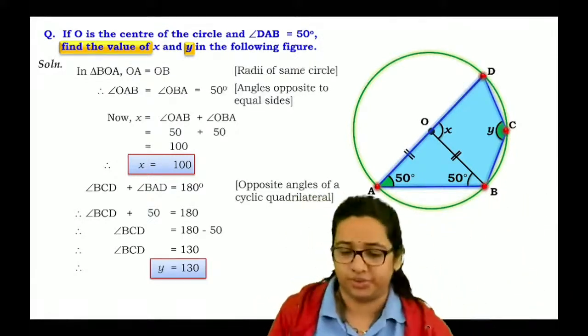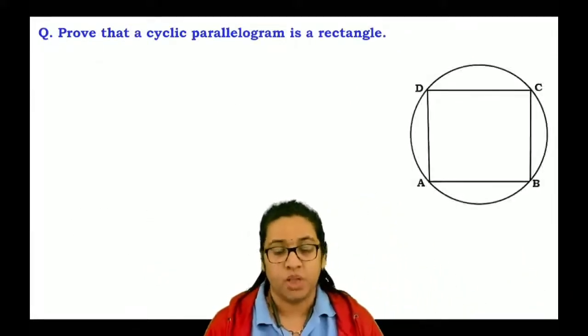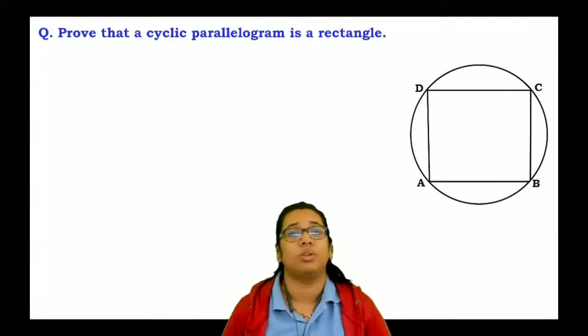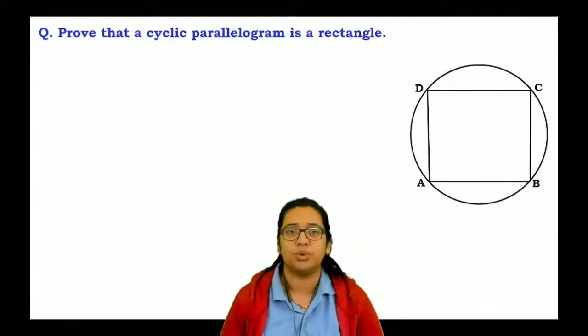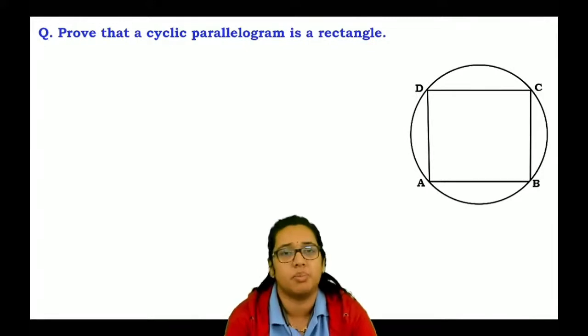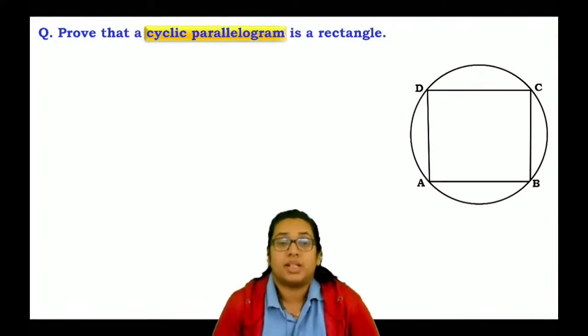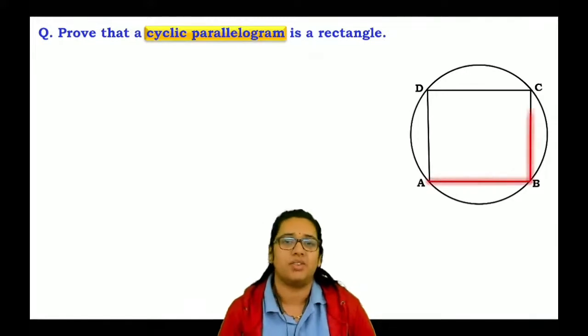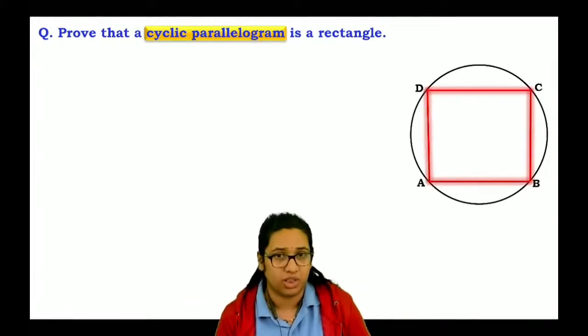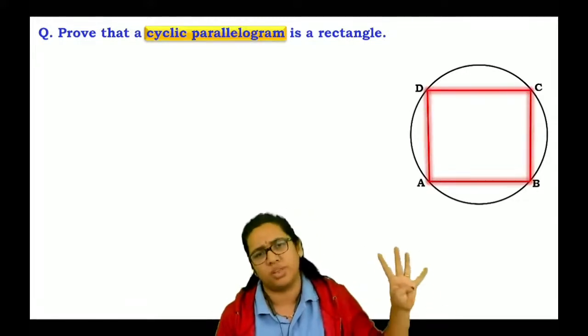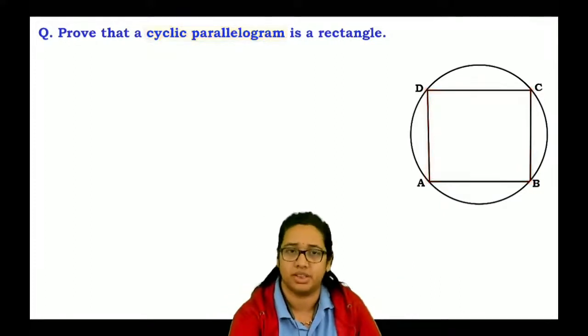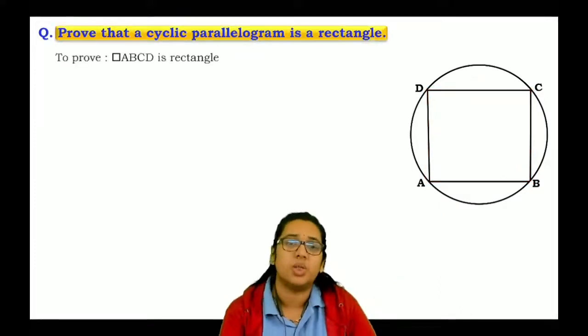So next question. Prove that a cyclic parallelogram is a rectangle. ठीक. Cyclic parallelogram का मतलब क्या रहेगा? Again we have to consider such a parallelogram in which all the four vertices will lie on the circle. If that is the case, then it will be a rectangle.